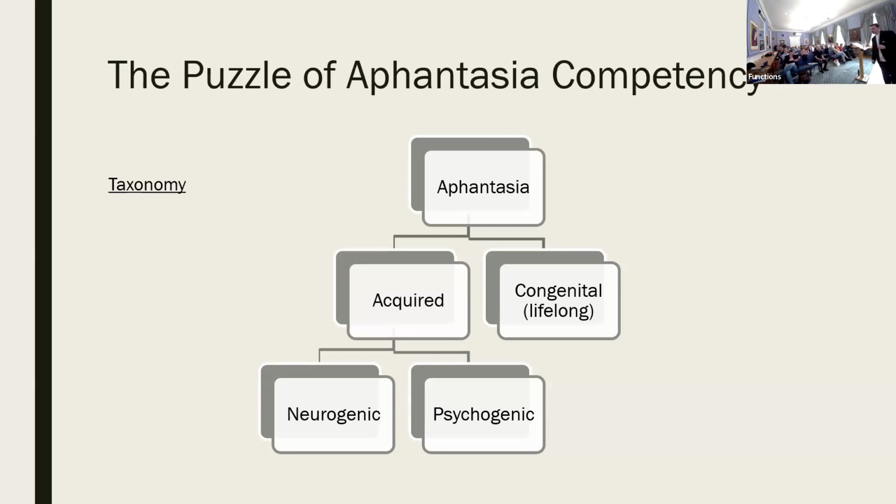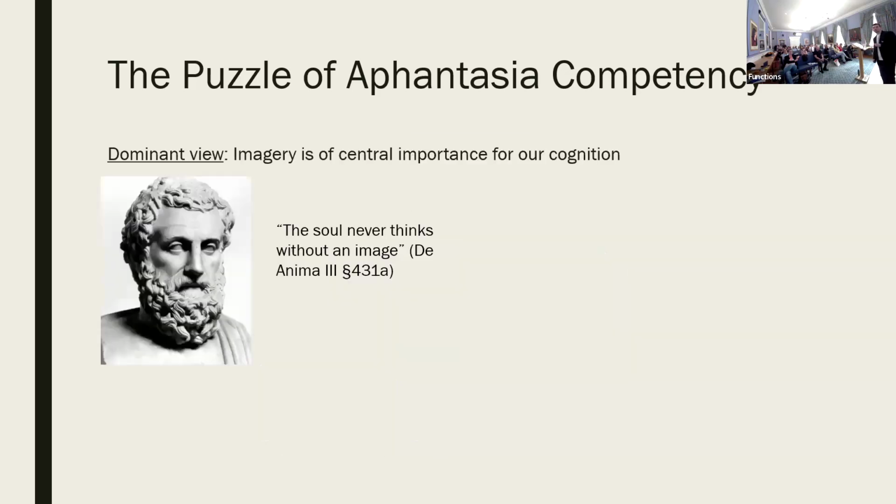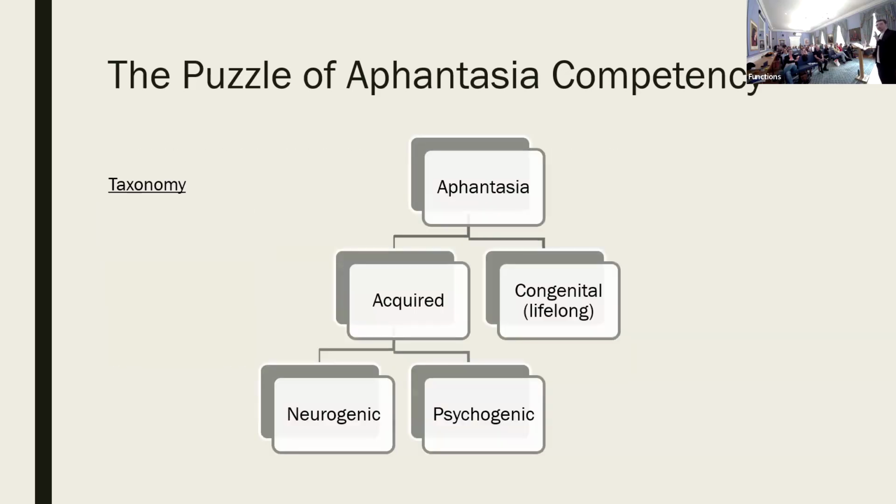But it can also happen as a result of a psychological disorder, for example, a depersonalization disorder or a major depressive episode. If we want to say that, of course, depression is dysfunctional, this would then be a psychogenic case of acquired aphantasia. But there are also cases of congenital aphantasia, which is lifelong aphantasia. These people are born with the inability; they never once had the ability to form visual mental imagery to begin with.